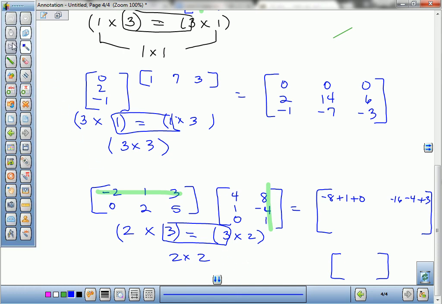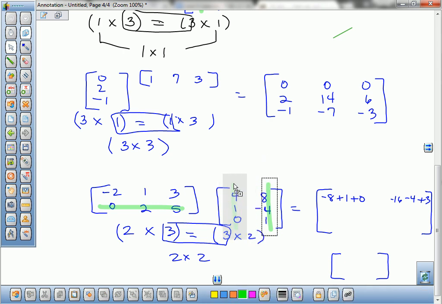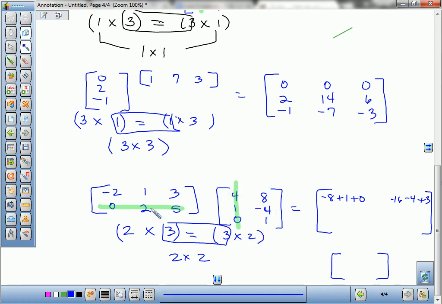All right. Now we move on down. Row 2. Go back to column 1. Row 2 with column 1. We get 0 plus 2 plus 0.